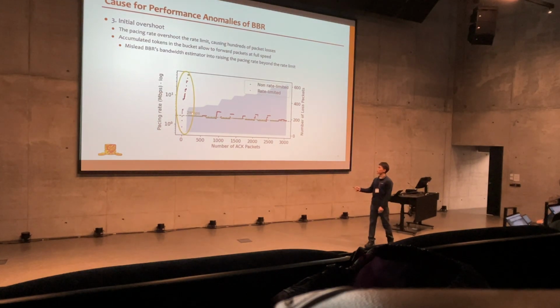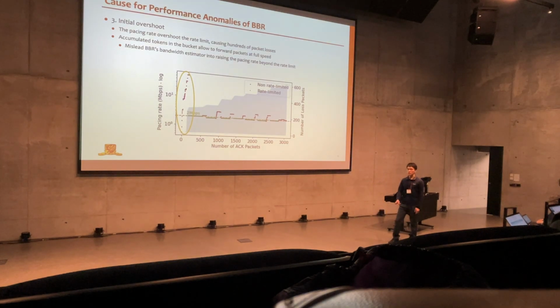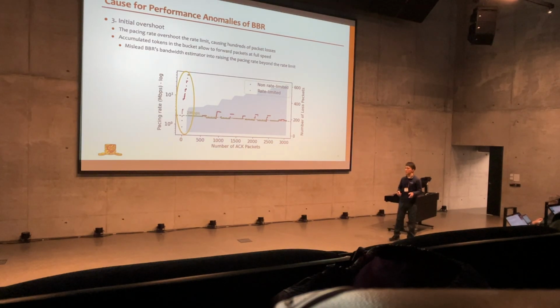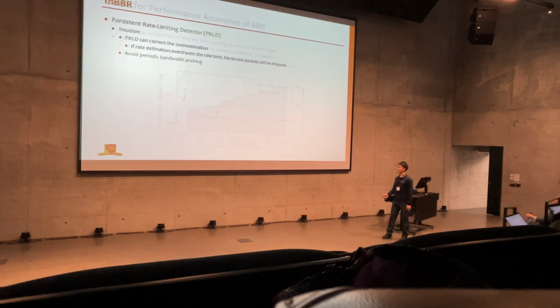The third cause is called the initial overshoot. The pacing rate overshoots the rate limit, causing hundreds of packet losses. The reason for the initial overshoot is that before the transfer of this flow, the bucket is full of tokens, so the packets are allowed to transfer at full speed. This misleads BBR's bandwidth estimator into reaching a pacing rate beyond the rate limit when the tokens are depleted. So this is the third cause.